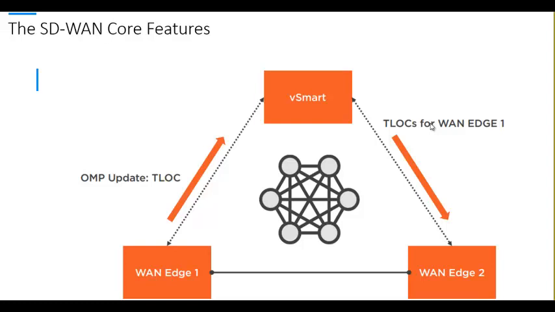Again, what we see here is what OMP carries. OMP carries the T-log information, meaning your LAN network information, to vSmart. And vSmart is the control plane. That's why here they put it in the middle. And vSmart decides what WAN Edge 2 needs to learn about WAN Edge 1. So you can see the arrow coming down. The routing table, the T-log for WAN Edge 1, comes to WAN Edge 2 through vSmart. So in order to reach the network of WAN Edge 1, this information that is coming from vSmart is very important for WAN Edge 2 to know.